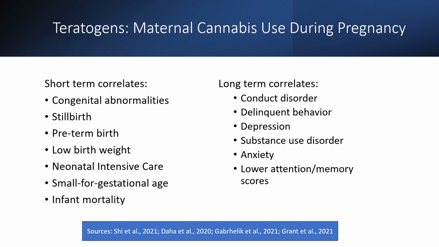Long-term correlates: conduct disorder, and I can't tell you the ages on this. This is kind of a review study. Delinquent behavior, depression, this is in kids, substance use disorder in children, anxiety in children, and lower attention or memory scores.